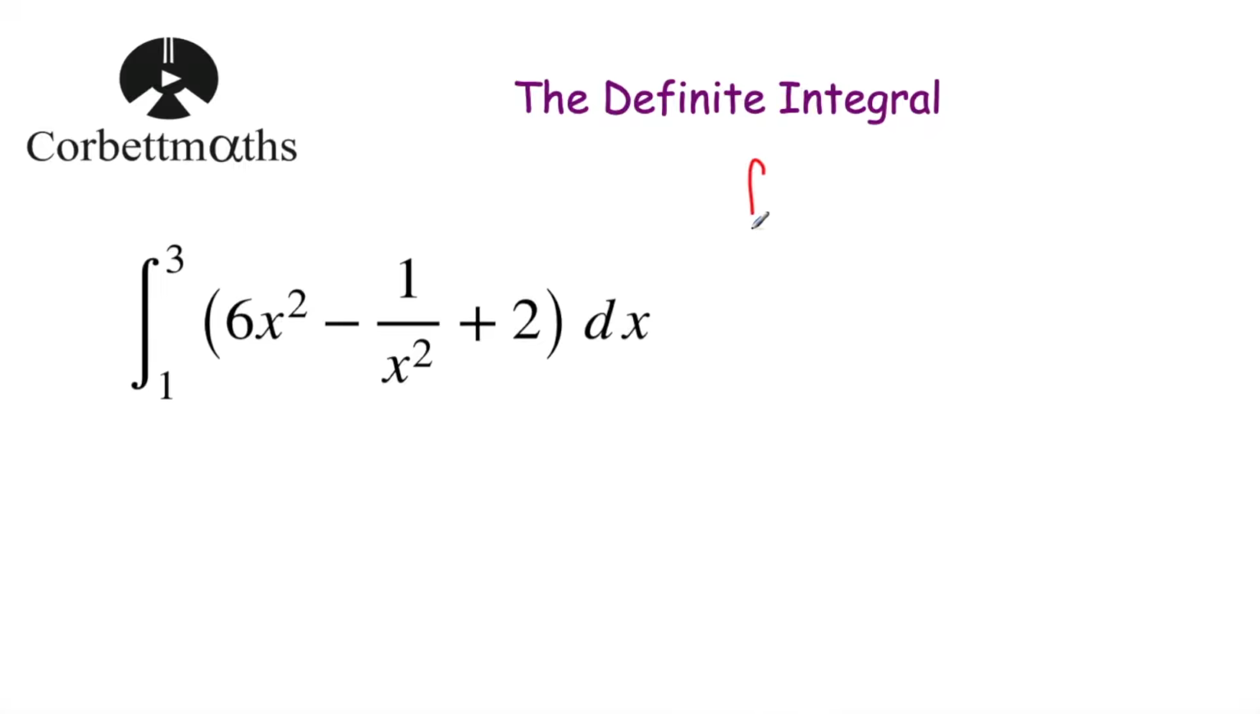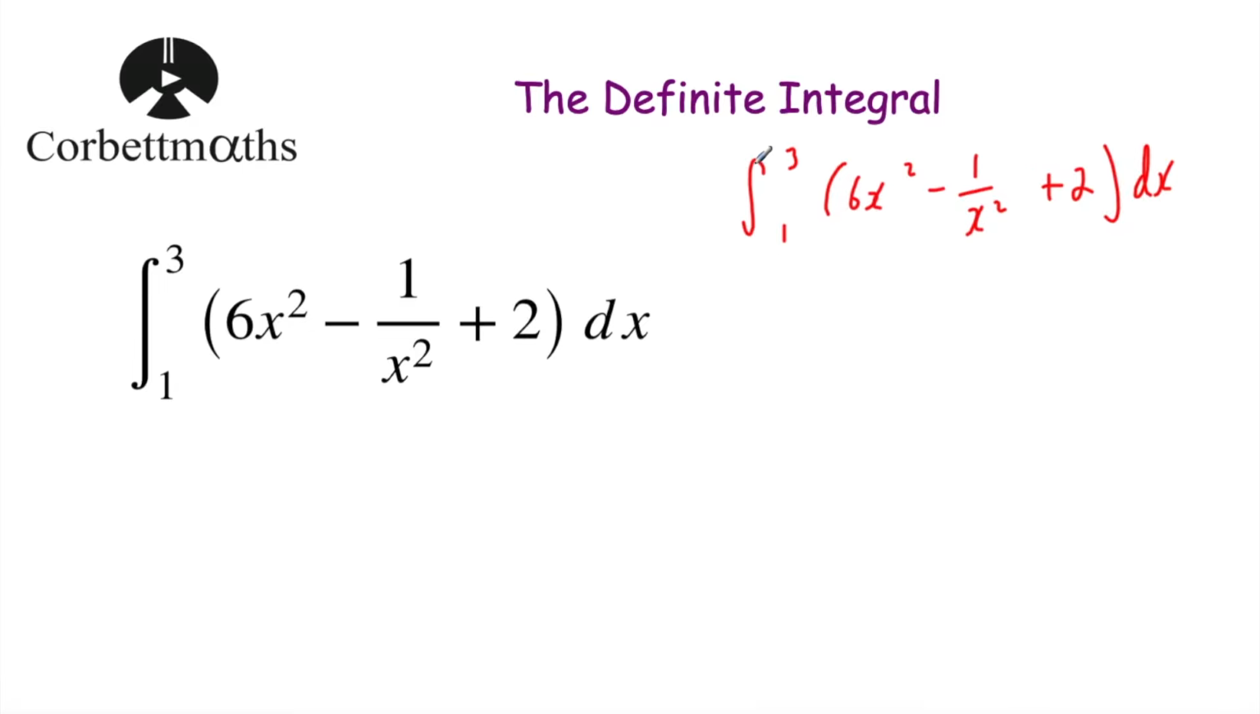So let's do that. So let's write it out. We've got the integral between 3 and 1 of 6x squared minus 1 over x squared plus 2 with respect to x. Now, before we integrate this, we need to rearrange this. Now, if we think back to our previous videos on integration, whenever we've got x's on the denominator, we bring it up and we give it a negative power.